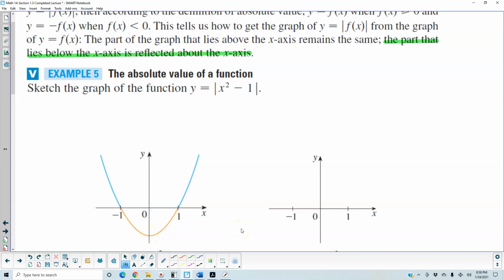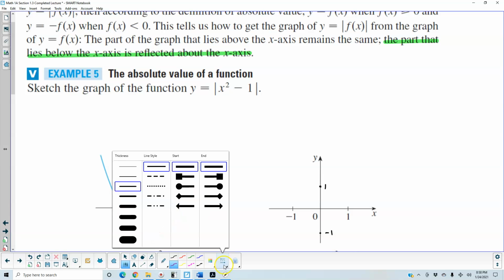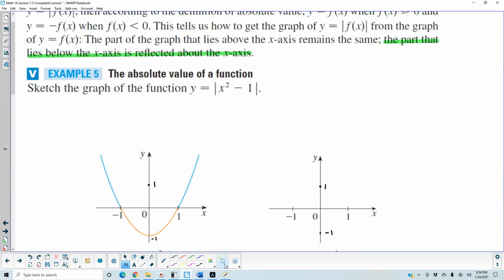So that means here we have negative 1, and up here is positive 1. So over here, we're going to put positive 1, and then down here is negative 1. So we know that the part of the graph that lies above the x-axis is going to remain the same. So that means that the right side is going to remain the same, and the left side is going to remain the same.